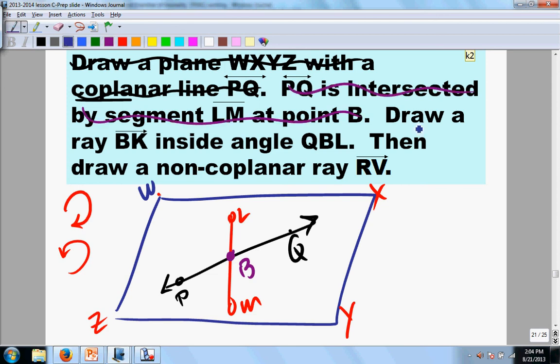Then it says, draw a ray BK inside angle QBL. It's like, where's QBL? So you trace it. QBL. So there's your angle. So BK should be somewhere inside that angle. Then draw a non-coplanar ray, so off the plane, starts with R, V is towards the arrow. Anybody nail that with all those details? Okay, excellent. Ready? Okay, revenge. Swap seats.